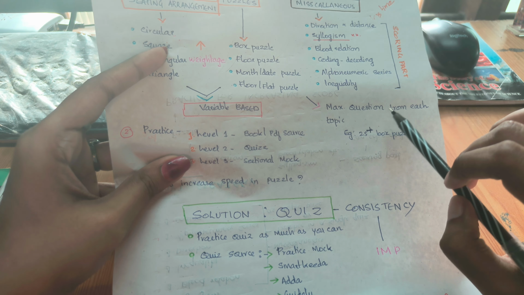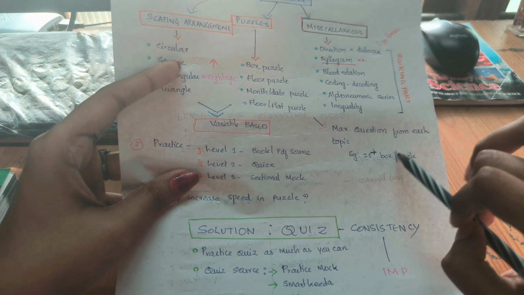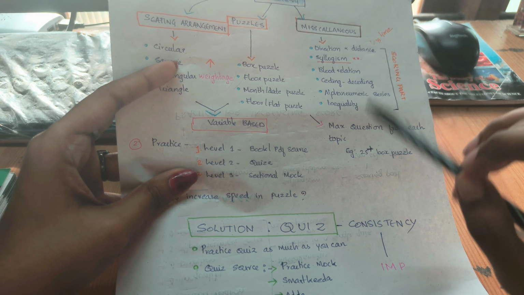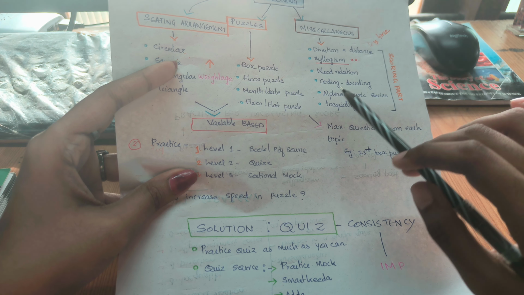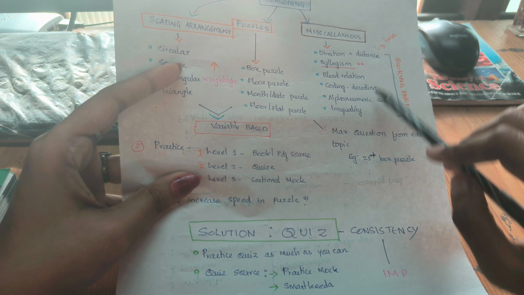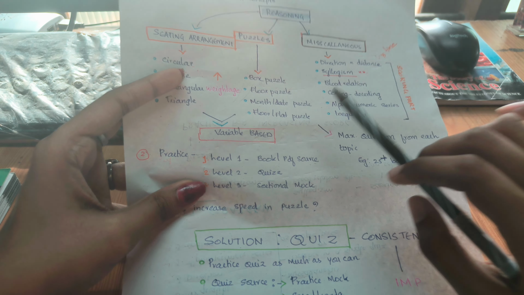We need to do a maximum number of questions from each topic. For example, if I say you need to do 25 plus box puzzles, 25 plus floor puzzles, 25 plus questions from all these topics, that is very necessary.